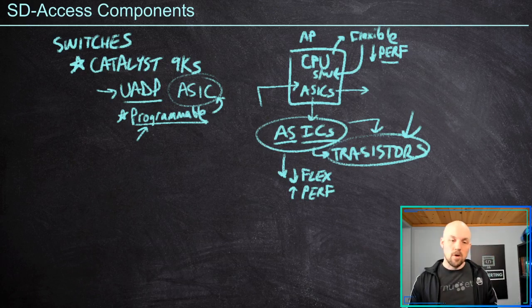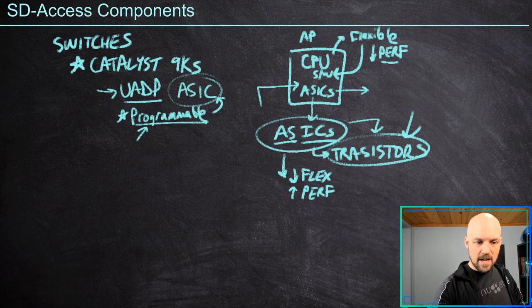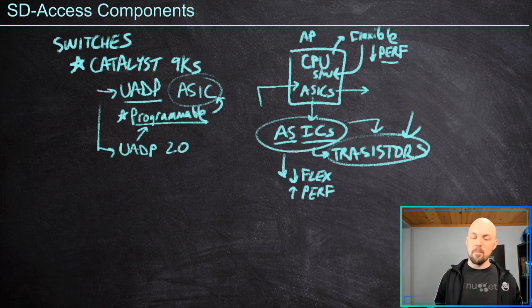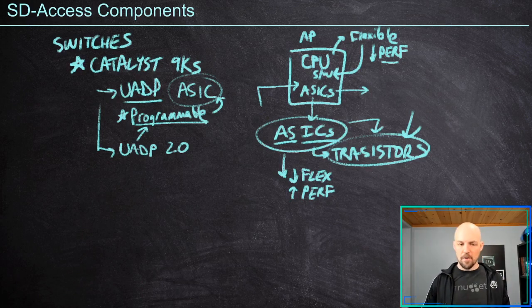All right. So UADP, specifically the Catalyst 9Ks, are running UADP 2.0. Okay, so it's the second version of these programmable ASICs, and this is going to come back up later where this is all going to come full circle as far as what the value of having programmable ASICs is. But either way, understand that.